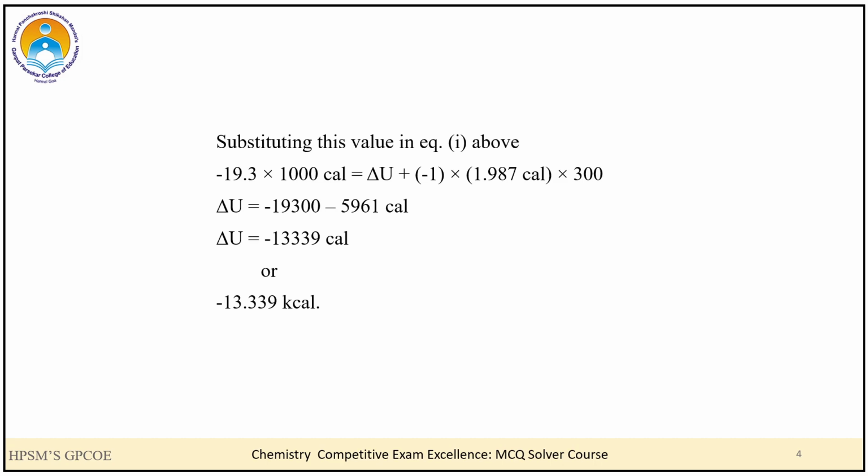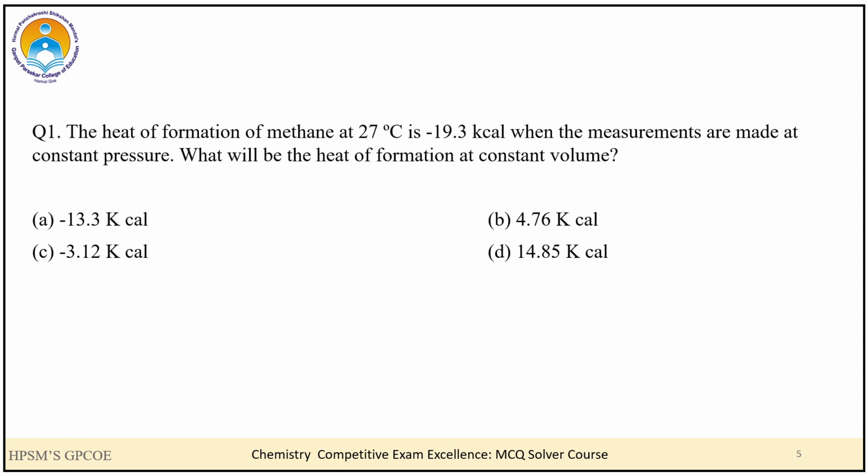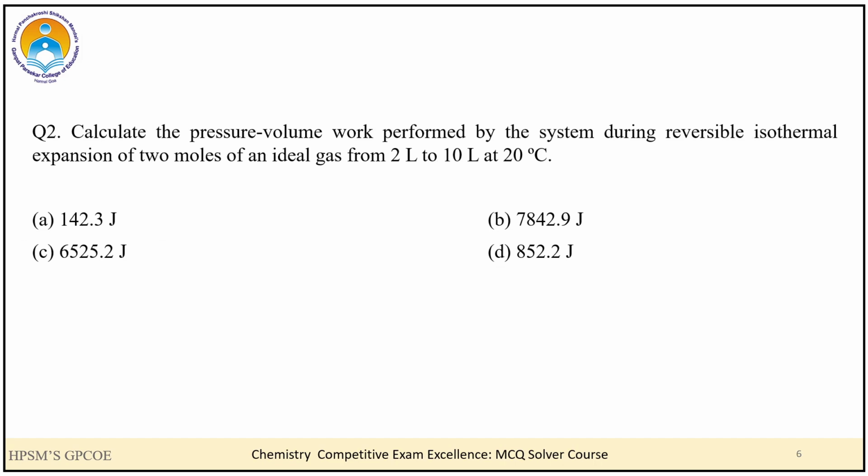Substituting this value in equation 1 above, we get a value of delta U as equal to minus 19,300 minus 5,961 calories. Thus, delta U comes to minus 13,339 calories or minus 13.339 kilocalories. Thus, option A is the correct answer. Let us look at the next problem.